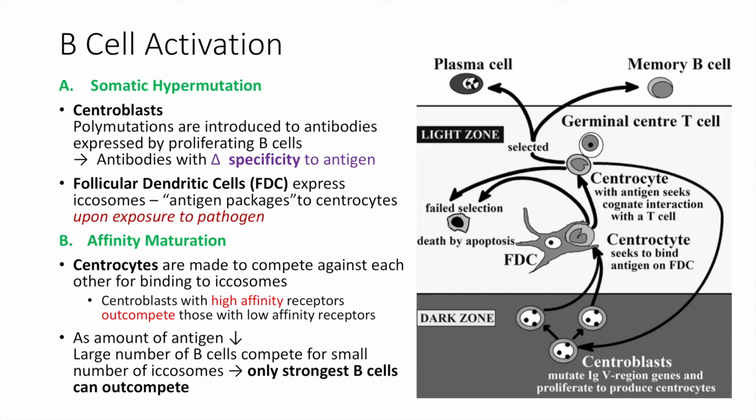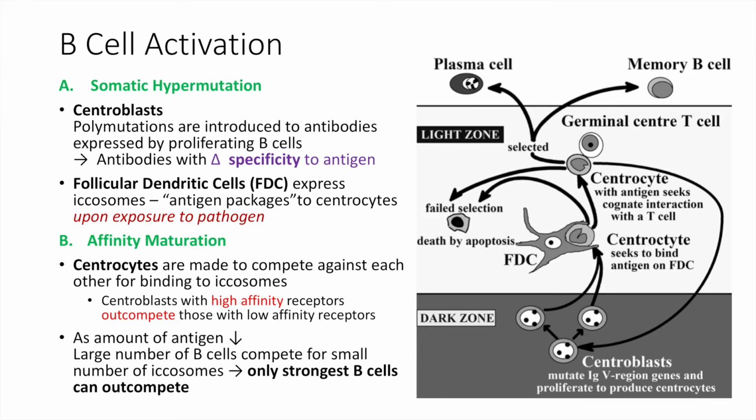So looking at this slide, remember that we are now discussing mature B cells that are naive and not activated, and this is the process by which it is activated. Two main processes you need to know. The first is somatic hypermutation, and it is somatic hypermutation that allows for the second process, which is affinity maturation. So let me direct your attention to the picture on the right.